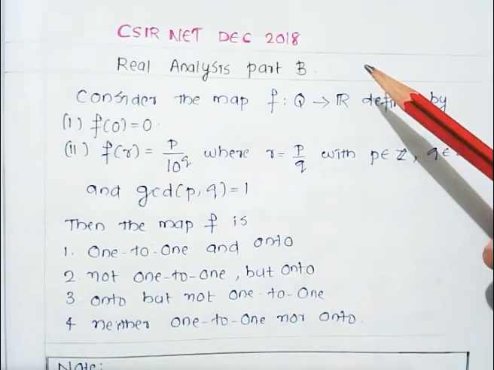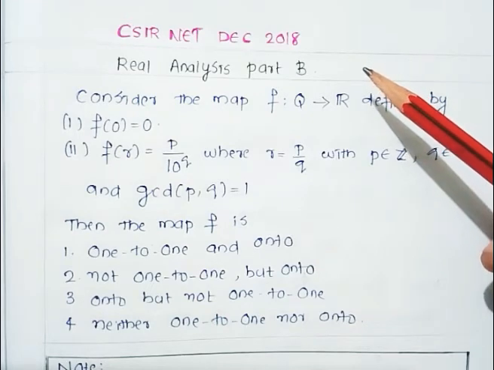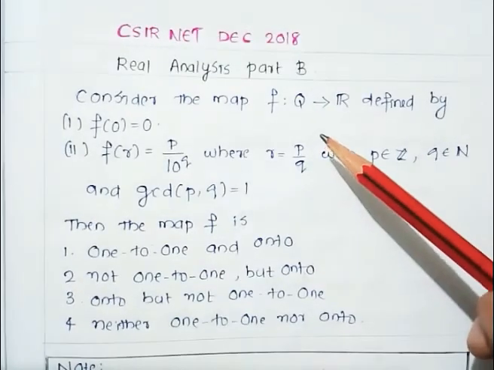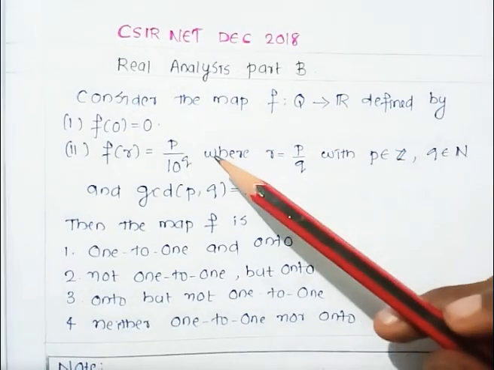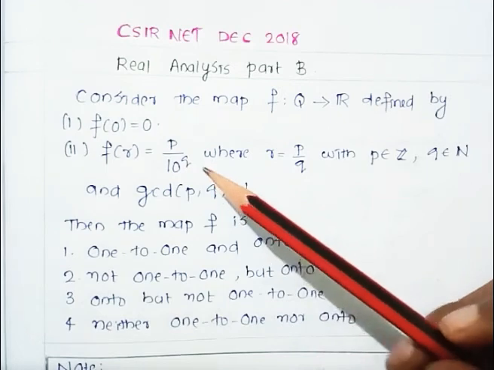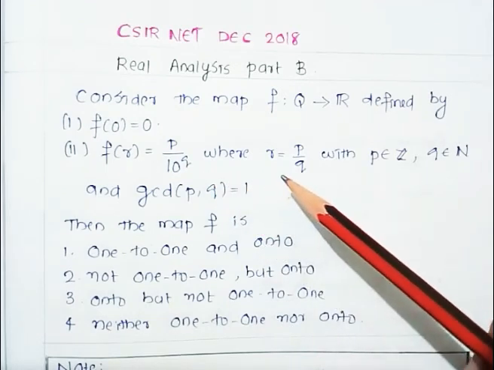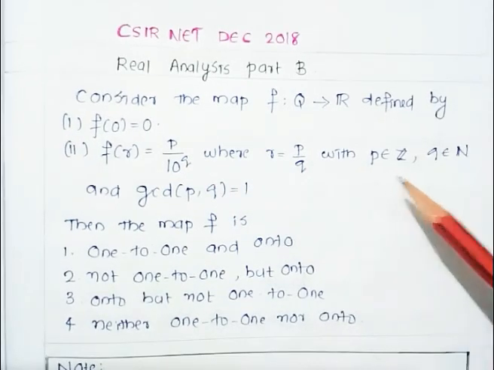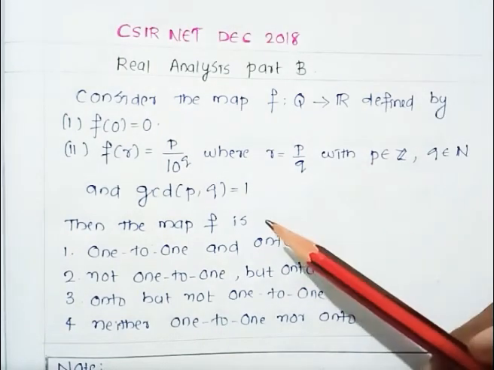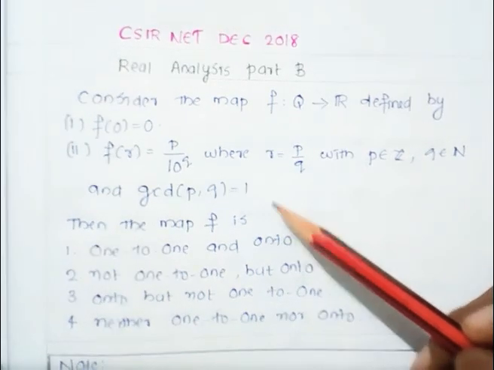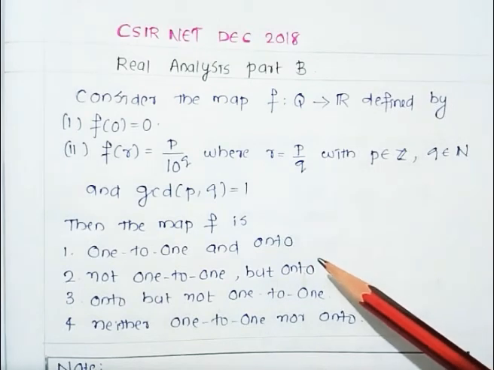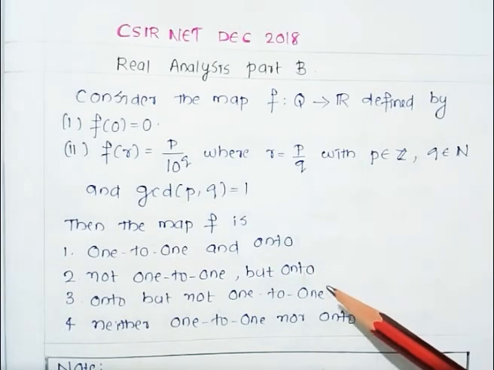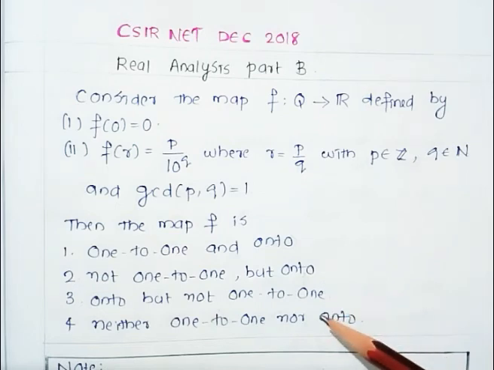Today I am discussing CSIR NET Questions December 2018. Topic: Real Analysis. It's a Part B question. Question: Consider the map f from Q to R defined by f of 0 is equal to 0 and f of r is equal to p by 10 power q, where r is equal to p by q with p belongs to Z and q belongs to N, and GCD of p and q is equal to 1. Then the map f is: option 1, one-one and onto; option 2, not one-one but onto; option 3, onto but not one-one; and option 4, neither one-one nor onto.